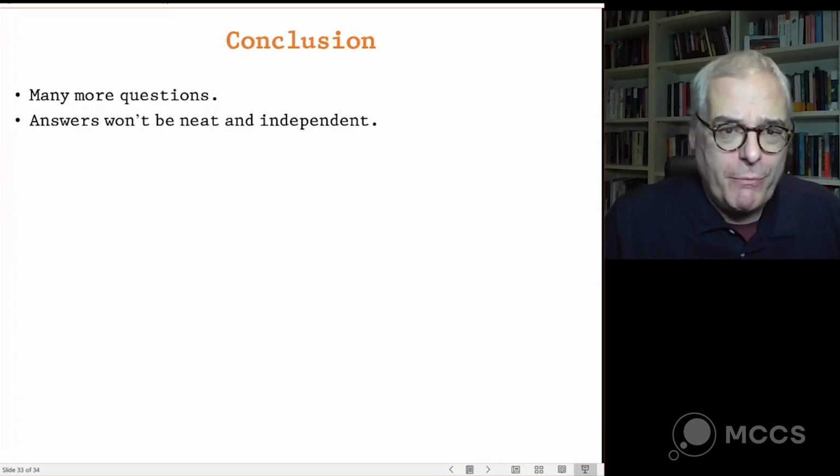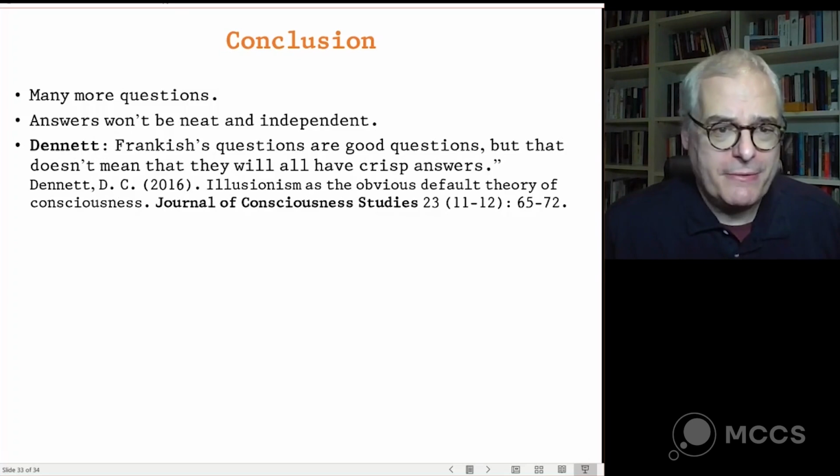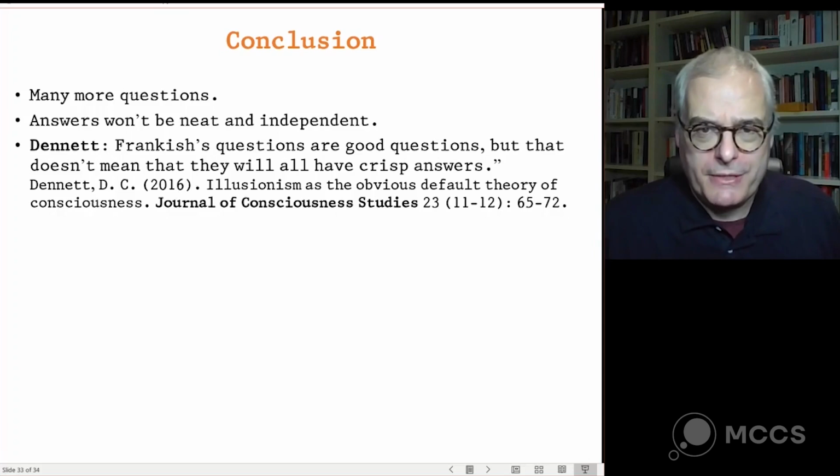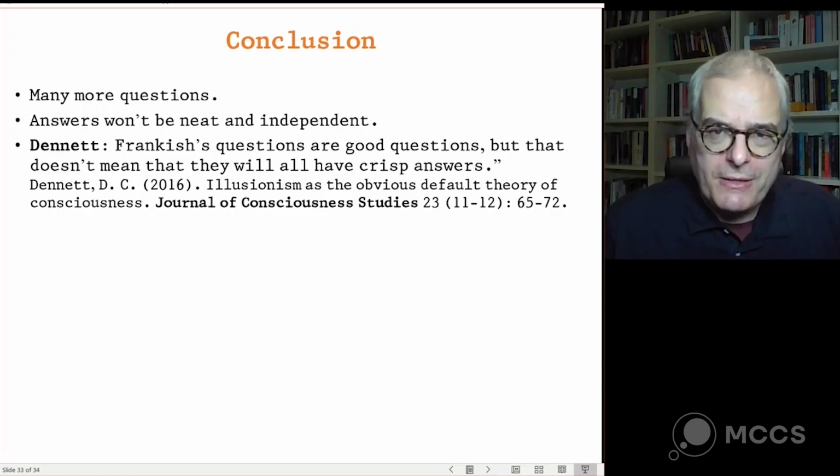And here's a nice little caution about that from Dennett. He's commenting on a paper that I wrote on this, where I raised some questions like this, and he says: Frankish's questions are good questions, but that doesn't mean that they will all have crisp answers. And I think that's an important qualification to bear in mind. I don't think any of these questions should be treated in isolation from any of the others, nor that we should assume that even if I've presented two or three different possible answers, that means that all the answers must fall neatly into one of those categories. It's going to be much more complicated than that, I think.